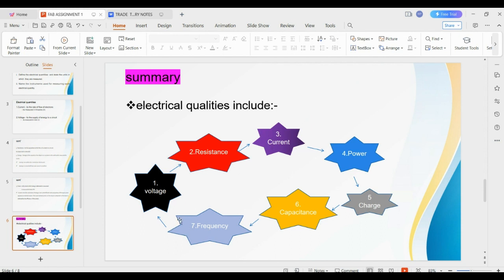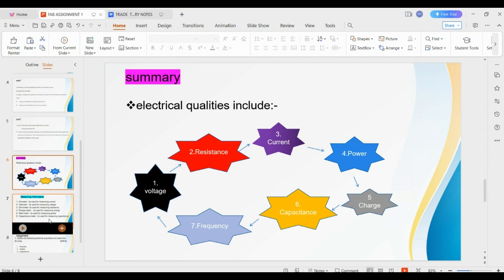So there is an assignment for you. I'd like you to define what is frequency, what is capacitance, and what is charge. Then I would also require you to give me the units in which they are measured. So there's an assignment that we are going to do.